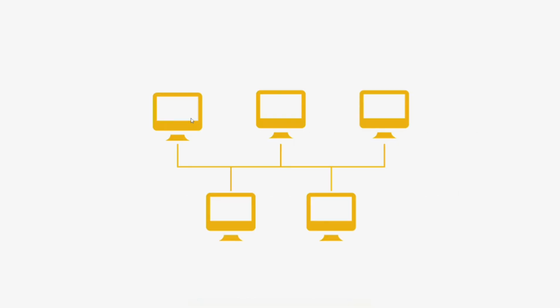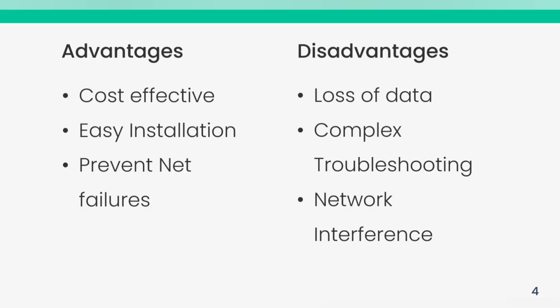Each device on the bus can transmit data, and all devices receive the data, but only the intended recipient processes it, as you can see in this diagram. Advantages are, it is cost-effective, easy installation, and prevents net failures. Disadvantages of bus topology are, there is loss of data, complex troubleshooting process, network interference.